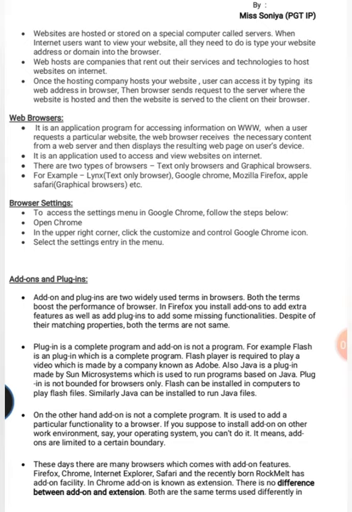To access the settings menu in Google Chrome, follow the steps below. First of all, you need to open Chrome. Then in the upper right corner you will find a hamburger sign. Click that Customize and control Google Chrome icon, and then select the Settings entry in the menu.